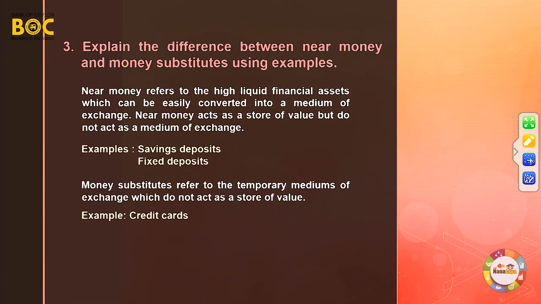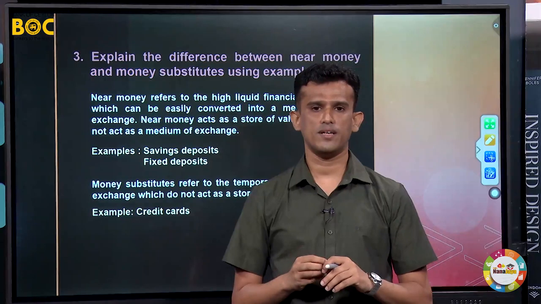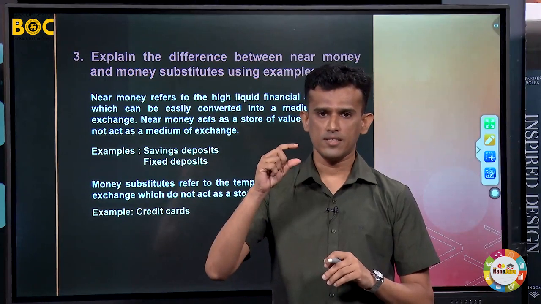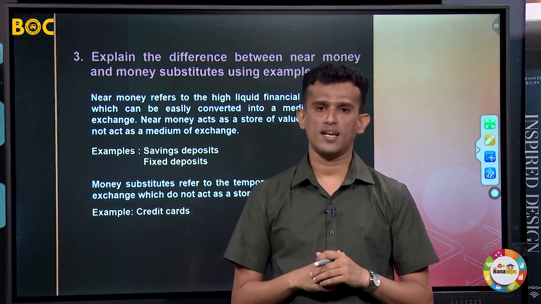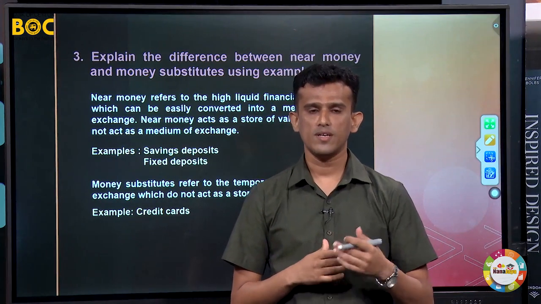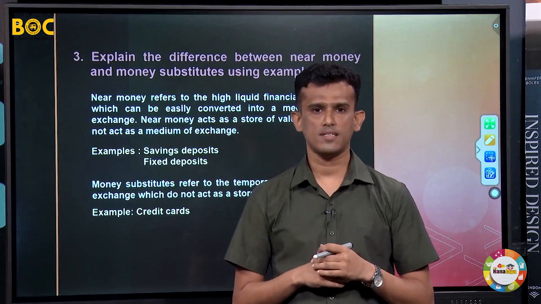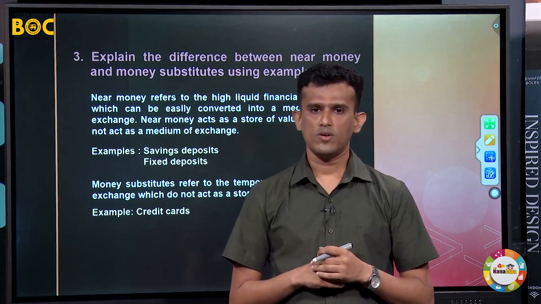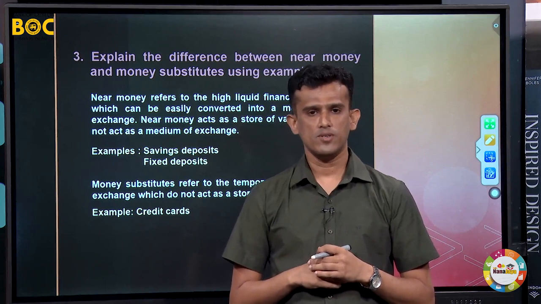Question number 3, explain the difference between near money and money substitutes using examples. So if this is a question for 4 marks, they may allocate 1 mark for defining near money, 1 mark for stating examples for near money, 1 mark for defining money substitutes, and then another mark for giving examples for the money substitutes.